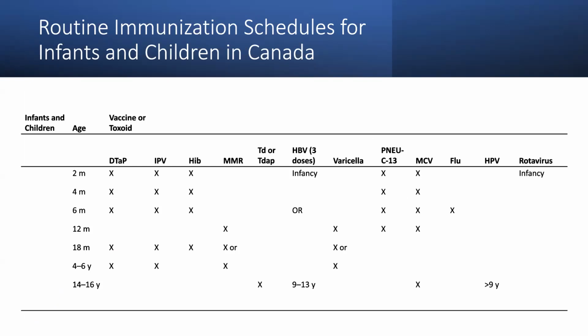Then 18 months, 4 to 6 years, and 14 to 16 years. At 9 to 13 years, we have to give HPV, 3 doses, and for less than 9 years, it's the HPV.